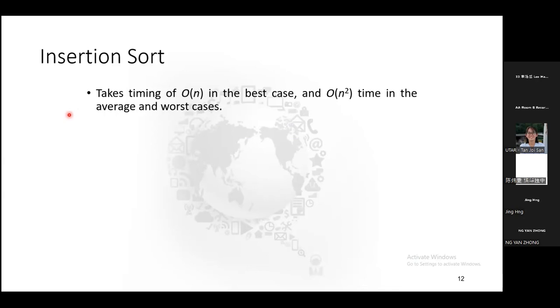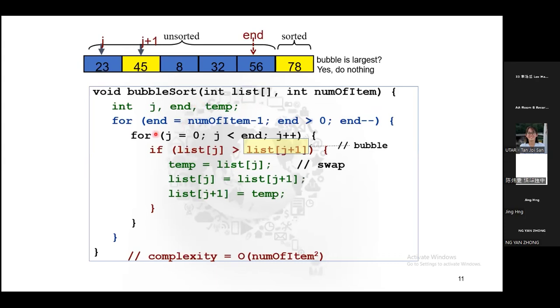All right. Okay, so now we continue into the insertion sort. Insertion sort takes the timing of O(n) in the best case, and O(n) squared in the average and worst cases. Why would the best case be O(n)? Because if we look into the algorithm here, into the code over here, if let's say the items are actually sorted, everything is arranged according to order, which means that we don't need to go into the for loops and look into it. So that would be the best case.